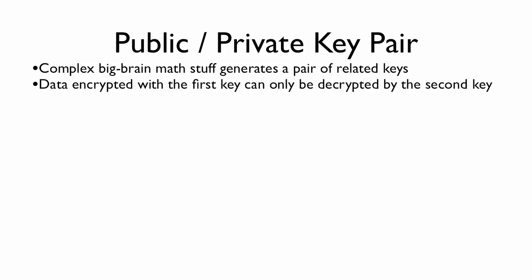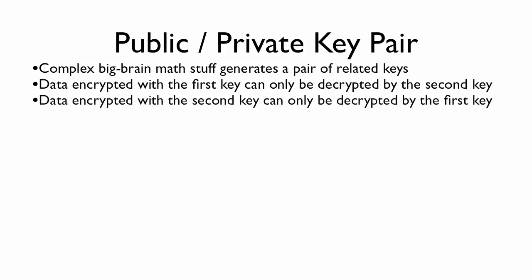The data that's encrypted with the first key in the pair can only be decrypted by the second key in the pair, and conversely, the data encrypted with the second key can only be decrypted by the first key. So here we have our generated key pair.